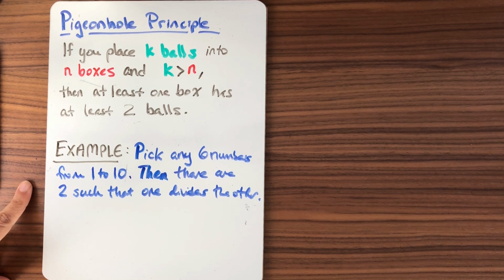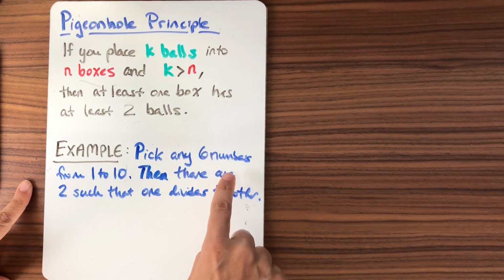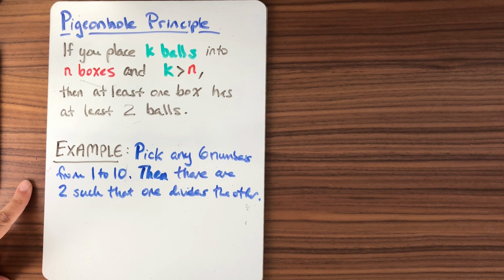Pick any 6 numbers between 1 and 10. Now when I say numbers, unless otherwise specified, I mean positive integers. So pick any 6 numbers from 1 to 10. Then there are at least 2 such that one divides the other.